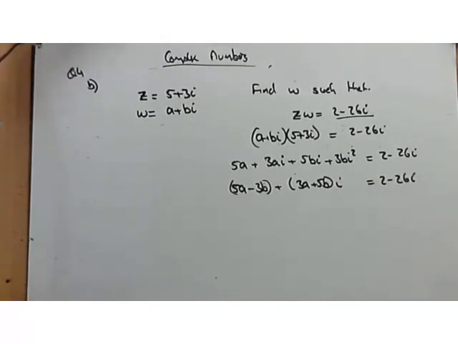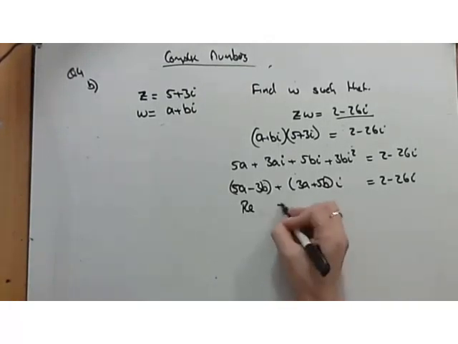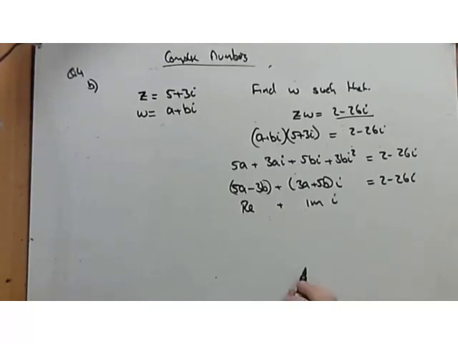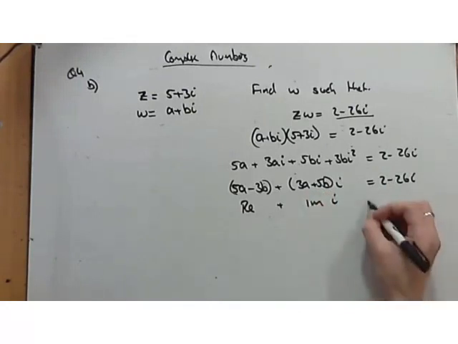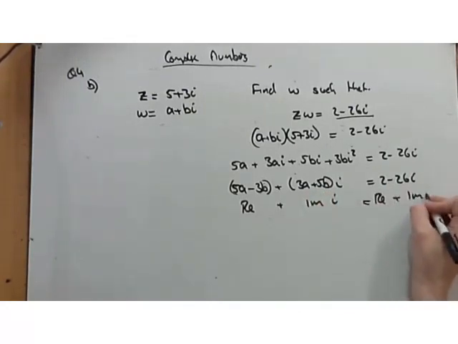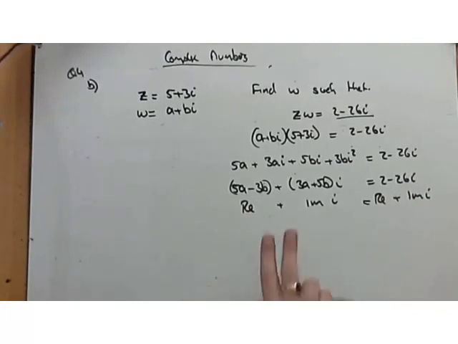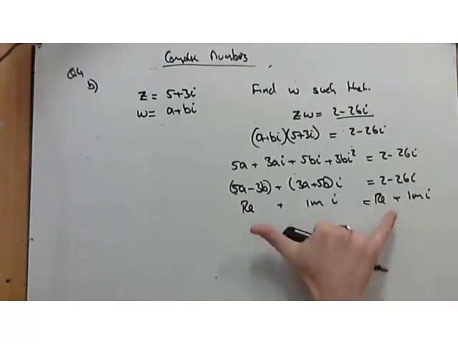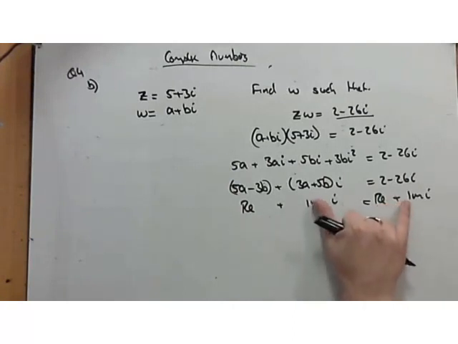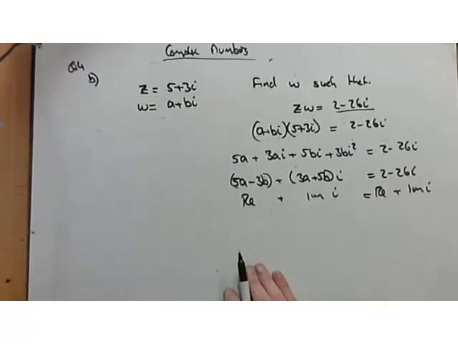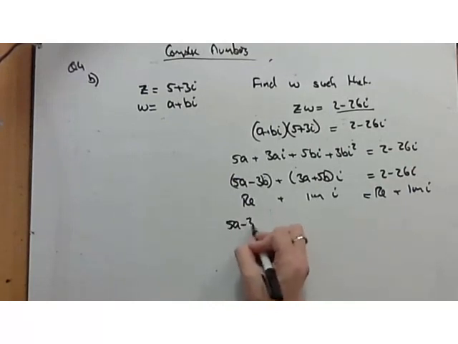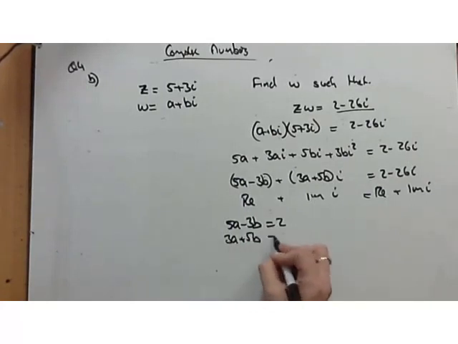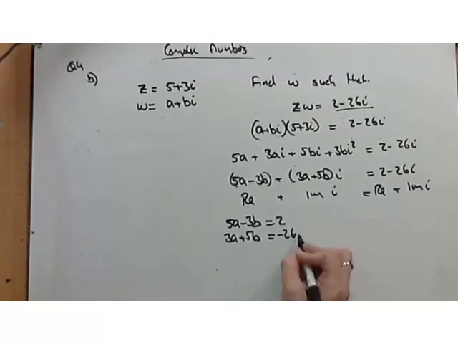This is even more straightforward. This is just two linear equations. This is my real part plus my imaginary part. This is a real number, there's no i's in that. This is the imaginary part, which has an i, is equal to real plus imaginary times i. If two complex numbers are equal to each other, then the real parts are equal and the imaginary parts are equal. That's the only way that two complex numbers can be equal. So you get 5a minus 3b is 2, and 3a plus 5b is minus 26, apparently.